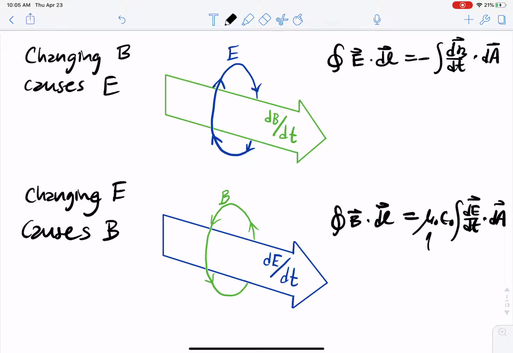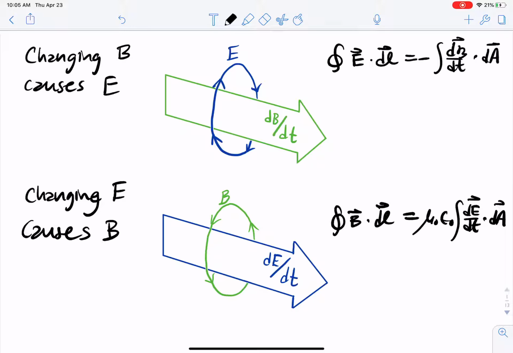Okay, so this constant mu naught is related to the constant that determines how much magnetic field is produced for a certain current, just like this constant epsilon naught is how much electric field is produced for a certain amount of charge. But the form is very similar. The magnetic field wraps around the changing electric field, just like the electric field wrapped around the changing magnetic field.